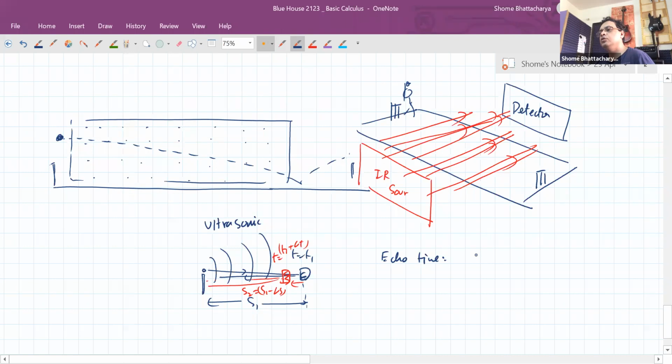would be equal to 2s1 upon the speed of sound. Correct now? This is at t1, whatever signal it's sending, because the distance was s1. But at time t2, which is t1 plus delta t, the distance that the sound is traveling is becoming 2 times s1 minus delta s, because the object has come closer by delta s.